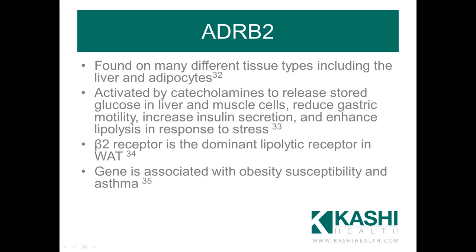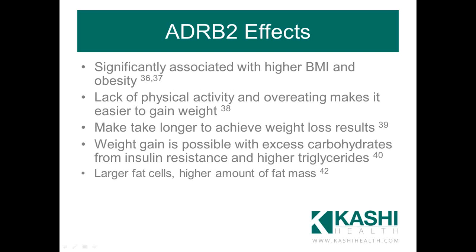Our next SNP, the ADRB2, is found on many different tissue types including the liver and fat cells. It is activated by catecholamines to release stored glucose in liver and muscle cells, to reduce gastric motility and increase insulin secretion and enhance fat oxidation in response to stress. The beta-2 receptor is the dominant lipolytic receptor in the white adipose tissue and is responsible, like I said, for fat oxidation. And the gene itself is associated with obesity susceptibility and asthma.